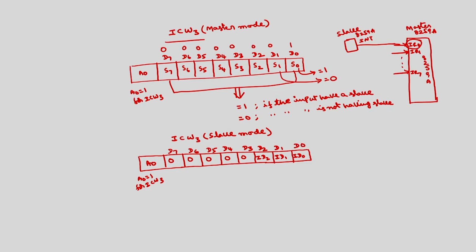So, as the name implies, the ID, as I have told, will be generated in response to the first INTA bar cycle. The master will generate the ID. The ID number will be decided by these 3 bits. So, the ID number will be here.